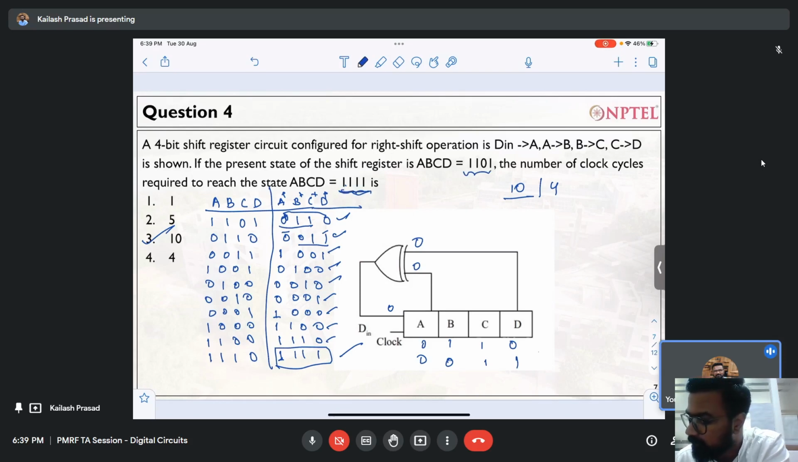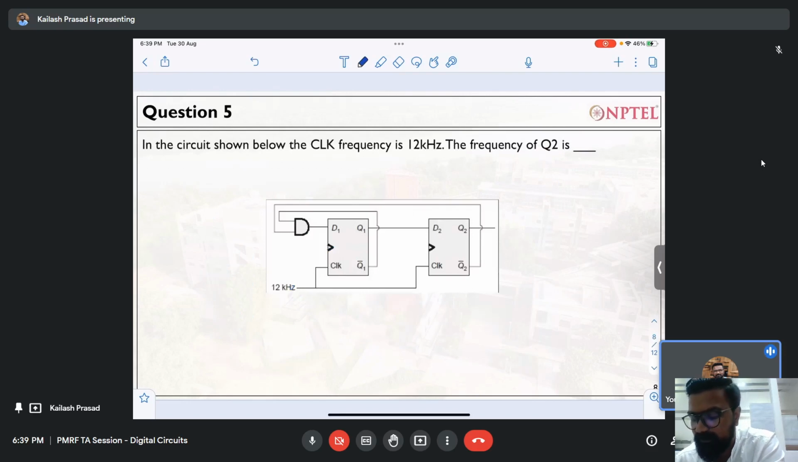Okay, so now moving to the fifth question. In the circuit shown below, the clock frequency, this is the clock, CLK, is given as 12 kilohertz. So the frequency of Q2 is?